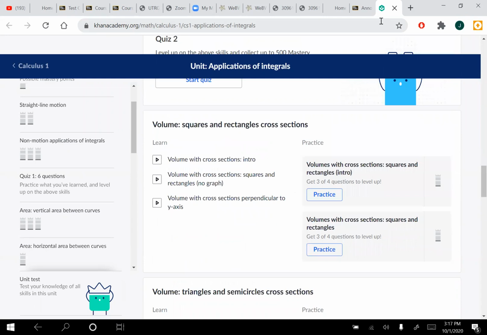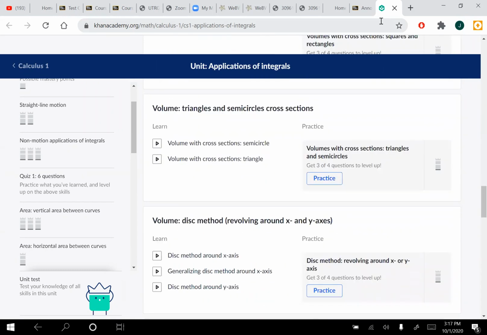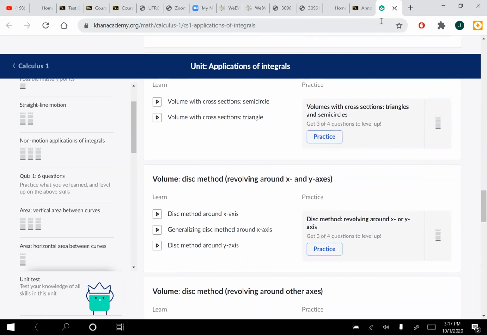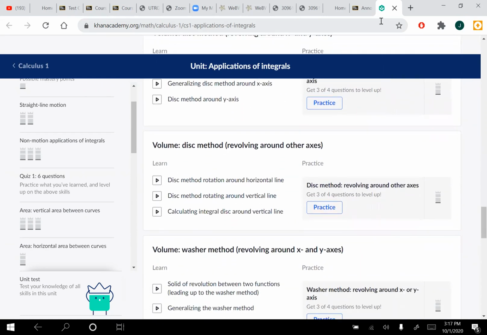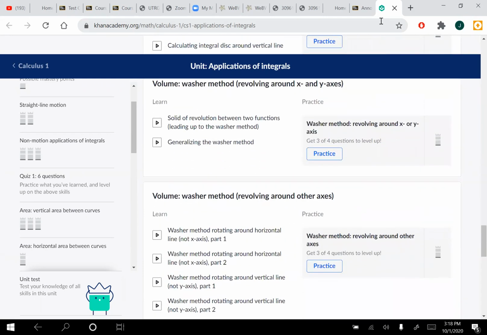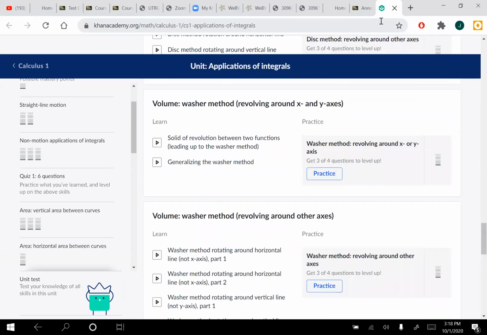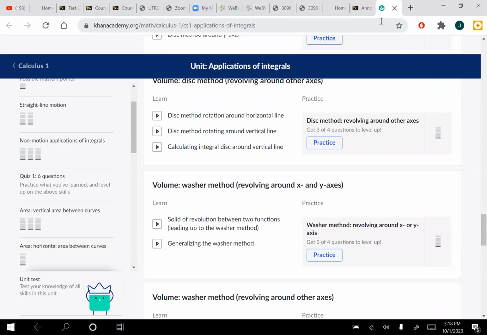Then you have volumes. That's what we're doing. Cross sections. That's what we're doing right now. So you can see this. And disc method. This is also what we're doing. And we're going to do the washer method tomorrow. Okay. So you see, you have a lot of videos, so you can do more practice if you want. Because this part is important to do nice graphs, and so it's important to have the geometric intuition to do this. Okay. So you can go and see all these videos. They're short.